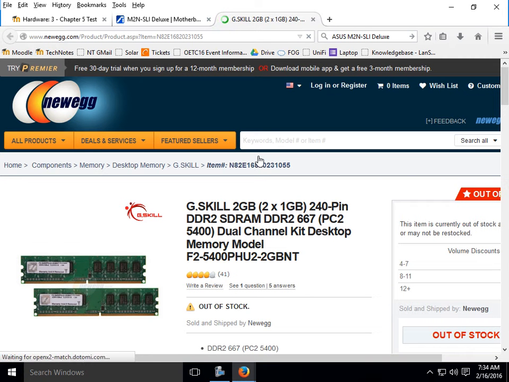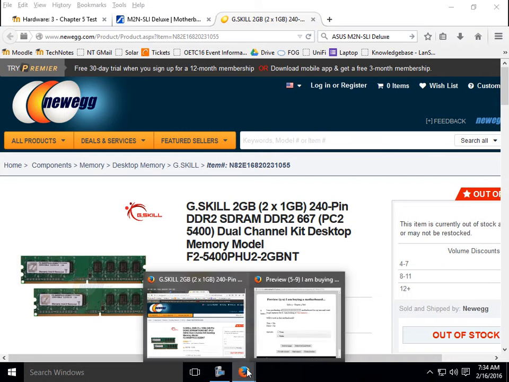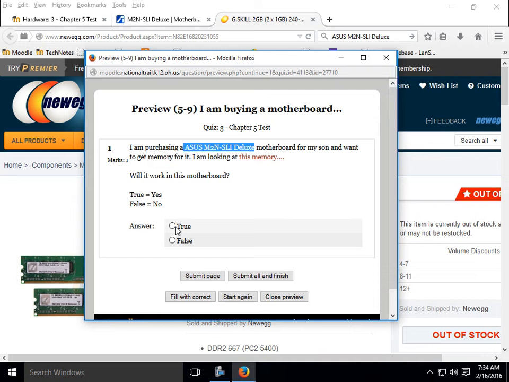Okay, it's DDR2, it's SDRAM, it's not a SODIMM. That would be a gotcha. You know, I could give you one that works, but it's a SODIMM instead of a DIMM. But it's not, it's 667, so to me it looks like right now the answer is true. So I say, yes, it will work. Yes, it will work, and let's see, correct is, yes, it will work. Okay.